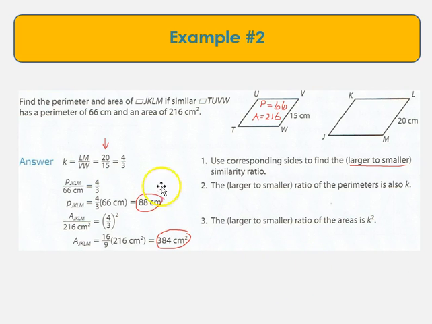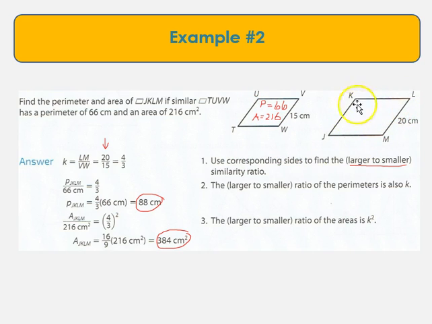As an example, it says find the perimeter and the area of this parallelogram JKLM if similar parallelogram TUVW has a perimeter of 66 and an area of 216 centimeters squared. I wrote those values inside this parallelogram. They've done all the work for you. You didn't have to find the area and perimeter. But one of the things we have to look at is what our scale factor is.